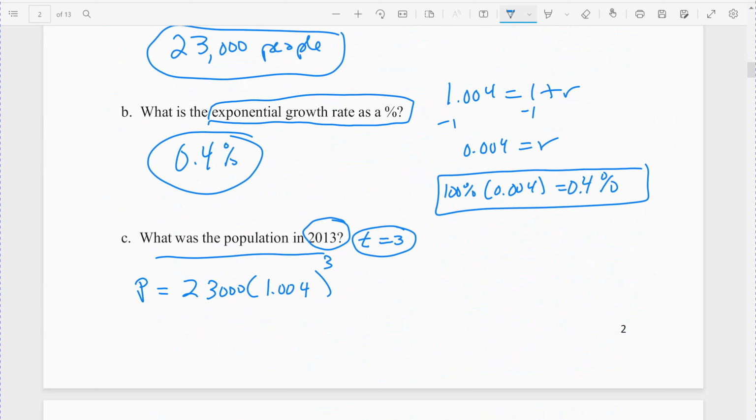Make sure you're careful here. I always put parentheses just to be on the safe side. It's a very small percentage, so it shouldn't grow by a whole lot, and it doesn't. It only grows by a little under 300 people. And again, round to the whole person; we don't want fractional people. So the population grew by about 277 people over those 3 years. Again, the percentage was really small, so it makes sense that it didn't grow by a whole lot. All right, we'll stop there. We'll pick up the next examples in the next part of the video.